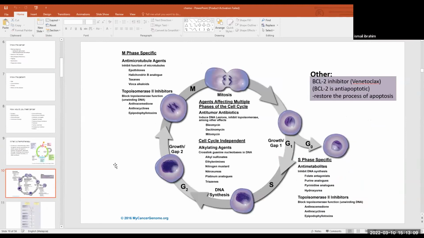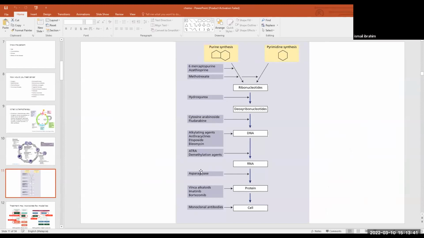This is another slide, very much the same as the previous slide, to show chemotherapy works at different places of cell division. I just want to highlight this corner, which is the BCL2 inhibitor, venetoclax. It doesn't really affect your cell cycle, but rather it induces apoptosis, so it causes cell death. So this is another diagram to talk about how chemotherapy interferes with DNA production and cell division.